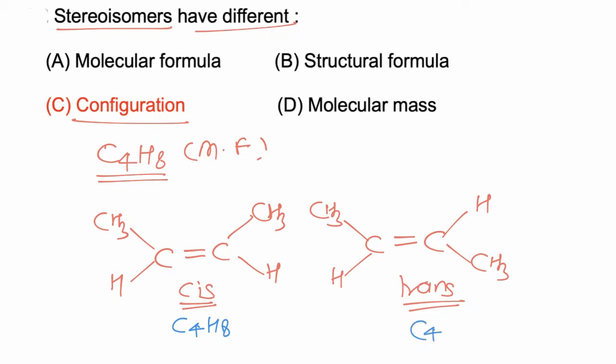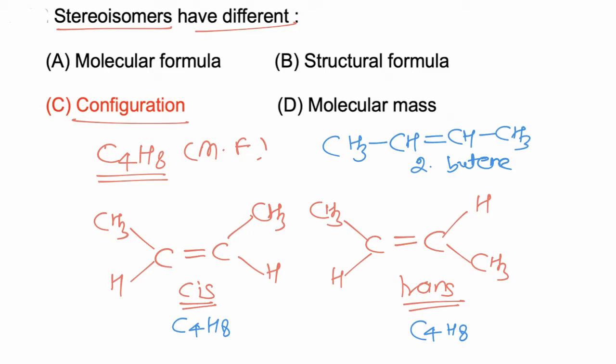Now these two molecules have the same molecular formula, C4H8, and the same structural formula or connectivity of atoms. Both have a double bond at the second carbon, so both are 2-butene, but they have different configurations or different arrangements of atoms in space. Hence stereoisomers have different configurations. Their molecular mass is the same.